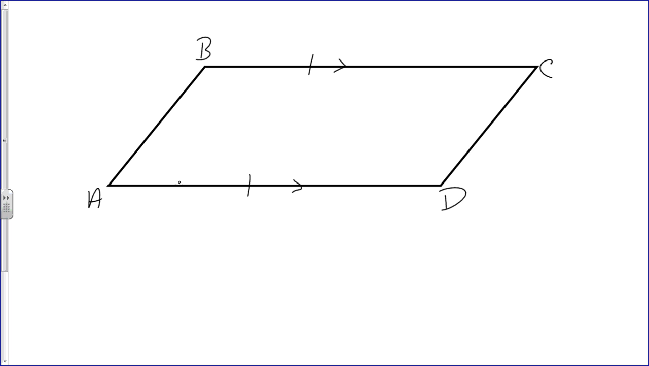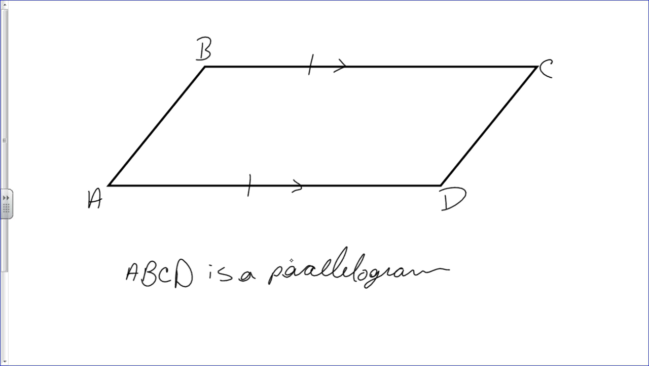All right, since AD is congruent and parallel to BC, we know that ABCD is a parallelogram. Forgot my R. There we go. Okay. Just because we know that these two sides are congruent and parallel, we know that this is a parallelogram. All right.